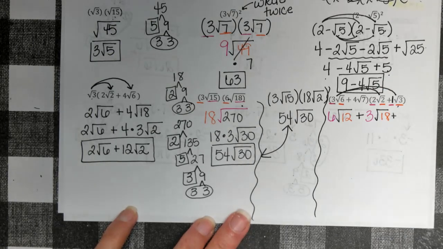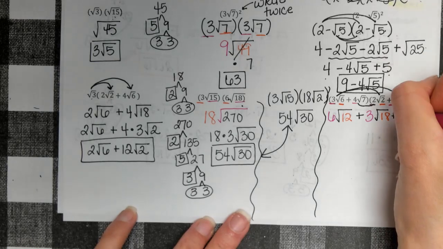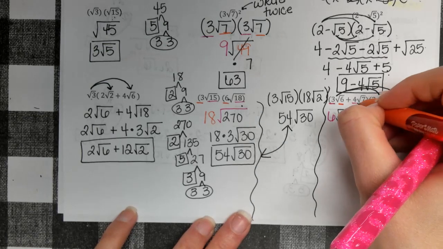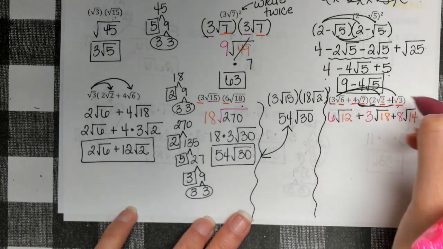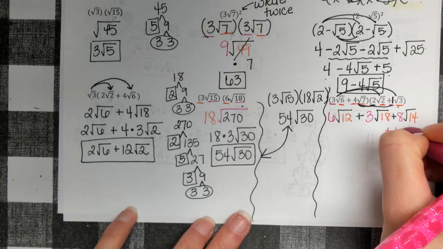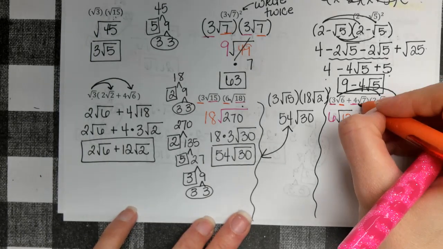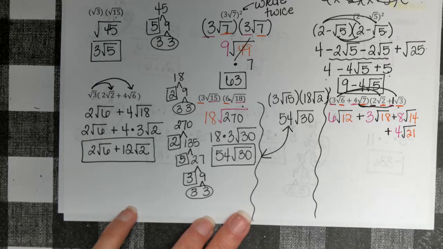Plus, now I'm going to do 4 square root of 7 times 2 square root of 2. So I do outside times outside. 4 times 2 is 8. Square root of radical times radical, 7 times 2, 14. Then 4 square root of 7 times 1 square root of 3. Outside 4 times 1 is 4. And then radical times radical, square root of 7 times square root of 3 is 21. And then I check to simplify.